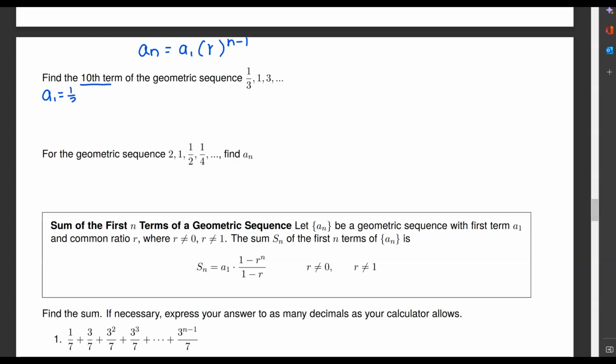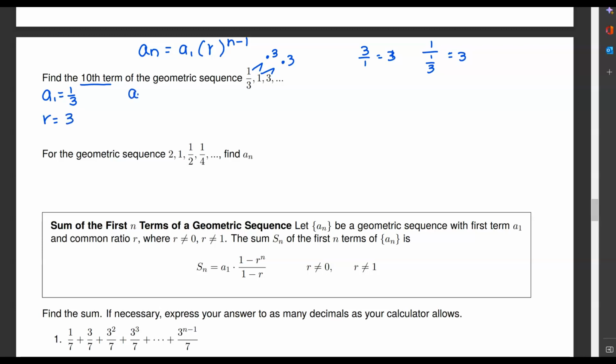It's going to be 1/3. So what is our ratio? So 1/3 to 1, notice I'm multiplying by 3. 1 to 3, I'm multiplying by 3. Okay, so we can see that the ratio here is going to be 3. So I have, for instance, 3 over 1, and it's going to be 3. And then I have 1 over 1/3, which is also 3. Okay, so our ratio is going to be 3.